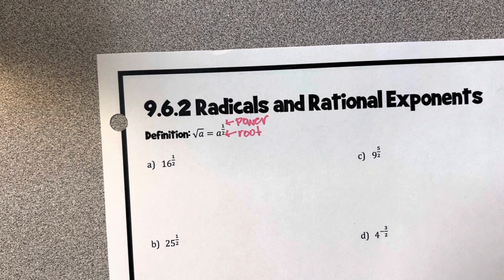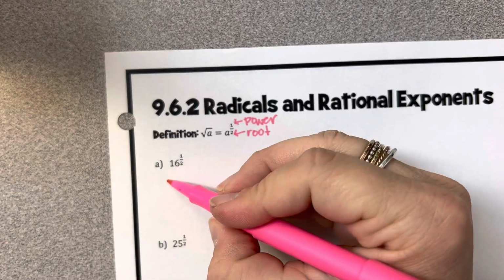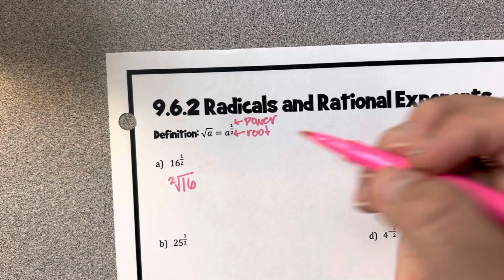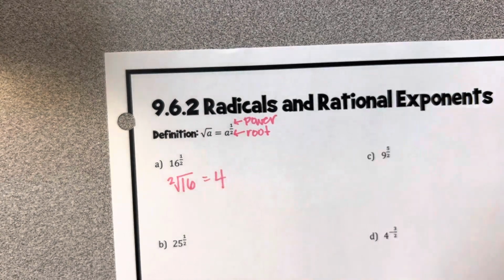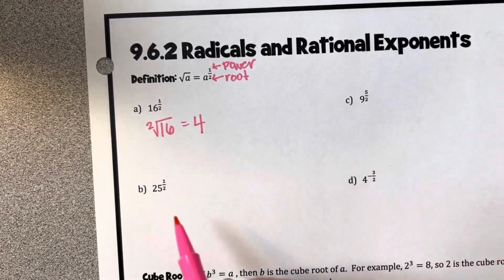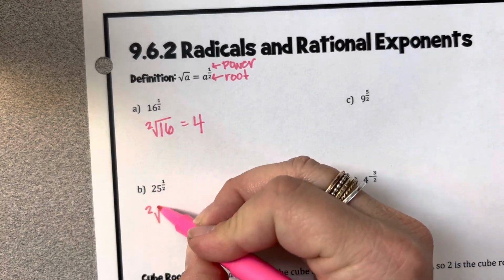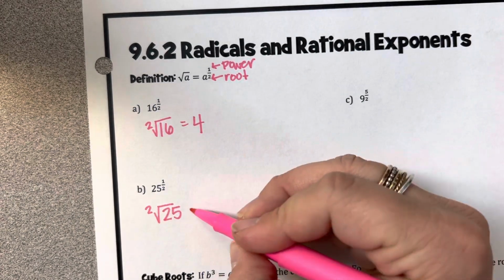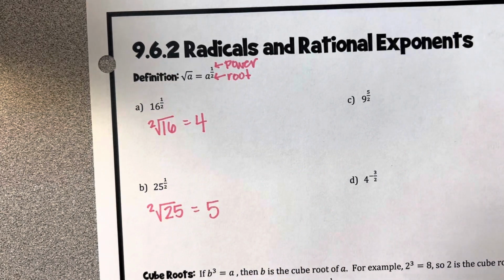So, for example, this one would be the square root of 16 to the 1st power. Okay, so the square root of 16 is just 4, the end. Or like this one would be the square root of 25 to the 1st power. Well, the square root of 25 is 5. So you're like, why are you even talking about the power?